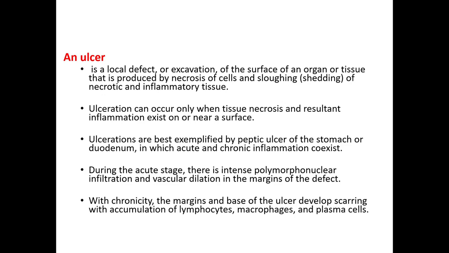An ulcer is a local defect or excavation, meaning like a pit, of the surface of an organ or tissue that is produced by necrosis of the cells and sloughing, shedding of the necrotic and inflammatory tissue. Ulceration can occur only when the tissue necrosis and resultant inflammation exist on or near a surface. That means we cannot have an ulcer if we don't have an exposed surface.